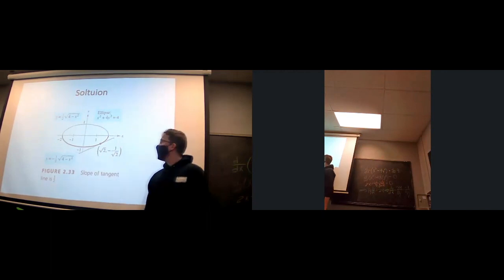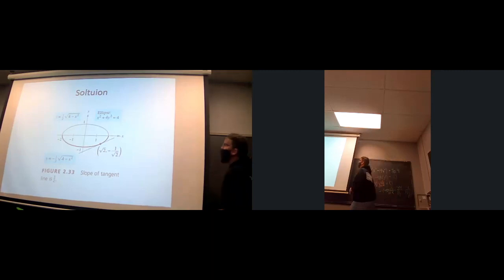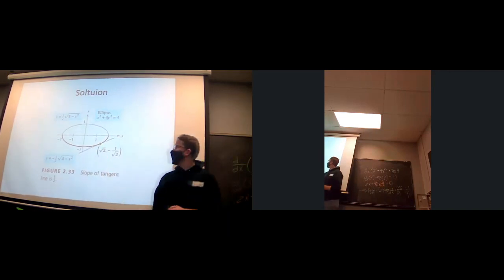So notice really quickly, this equation is the equation of an ellipse. If we were to solve for y explicitly, we would get these two different equations, one for the top part, one for the bottom part. The point we're talking about is this point right here. This is the point we want the slope of.